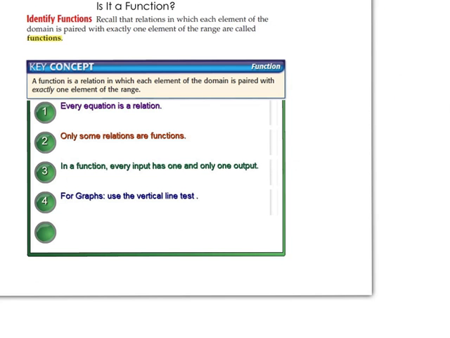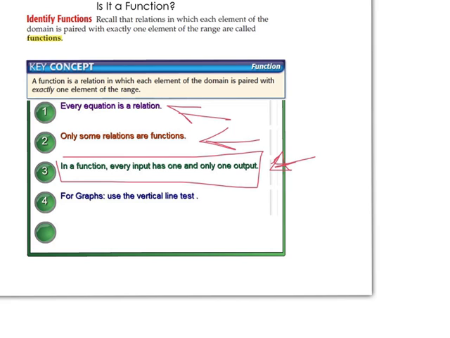So remember that we have to identify functions, and that functions are just a special type of relation. They're a relation in which each element of the domain is paired with exactly one element of the range. In other words, for every input, there is exactly one output. Just remember that every equation is a relation, that only some relations are functions, and that, most importantly, every input has exactly one output.